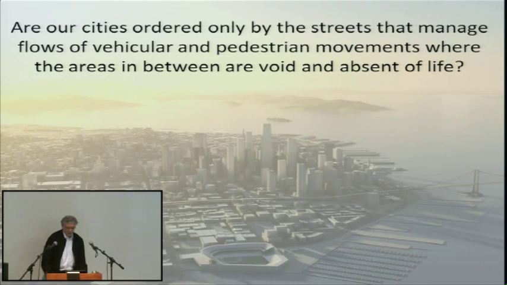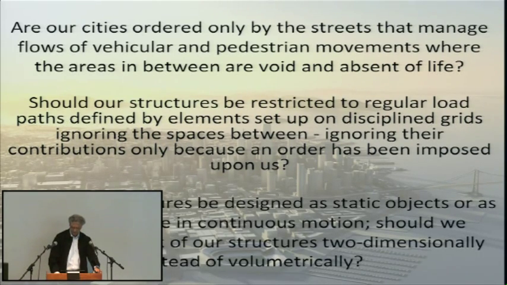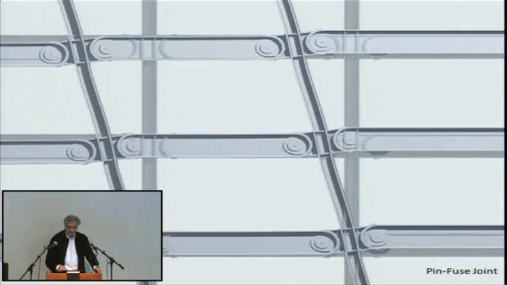So, a couple of questions. Are cities ordered by the streets that manage flows of vertical and pedestrian movements where the areas in between are void and absent of life? Should our structures be restricted to regular load paths defined by elements set up on disciplined grids, ignoring the spaces between, ignoring their contributions only because an order has been imposed upon us? Should our structures be designed as static objects or as objects that are in continuous motion? Should we continue to think of our structures two-dimensionally instead of volumetrically?